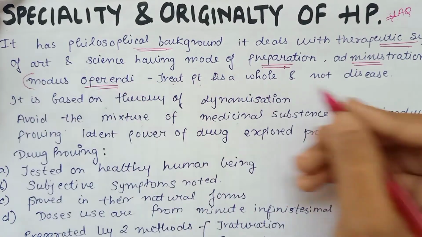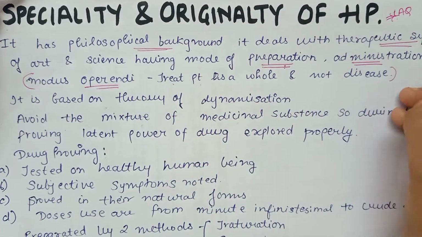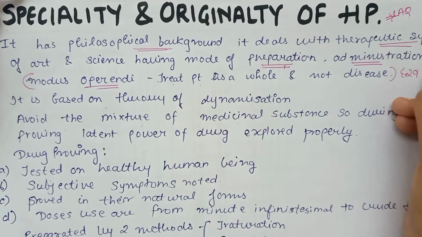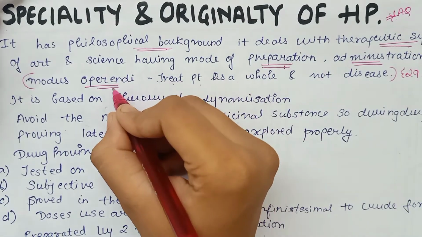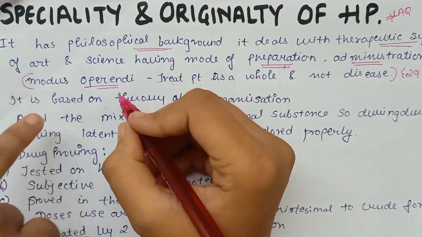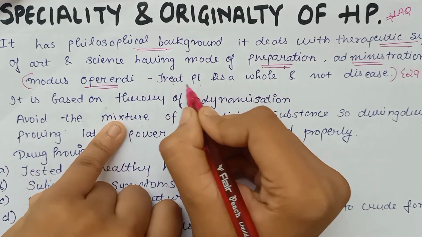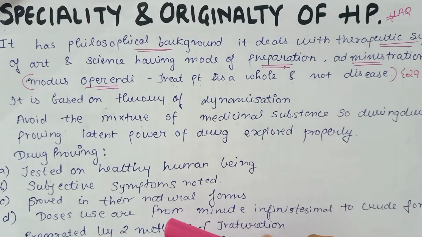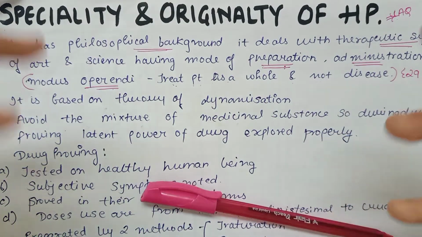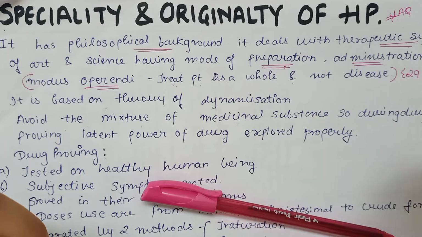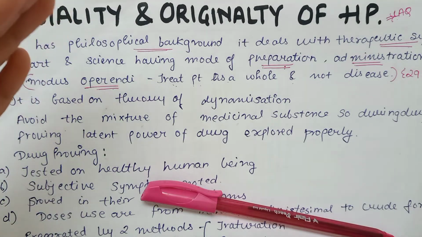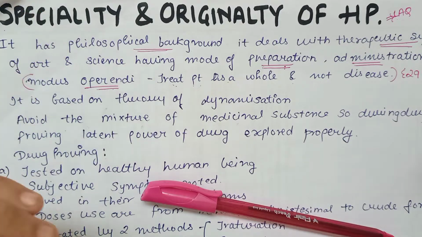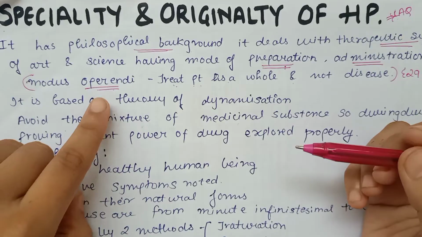What is modus operandi? This you will study in the Organon, aphorism 29. But let me tell you first about this. Modus operandi is to treat the patient as a whole and not as a disease. We have to see the patient as a whole, not just the patient's disease. We have to see him as an individual. We have to individualize the patient and see him as a whole. So that is modus operandi.